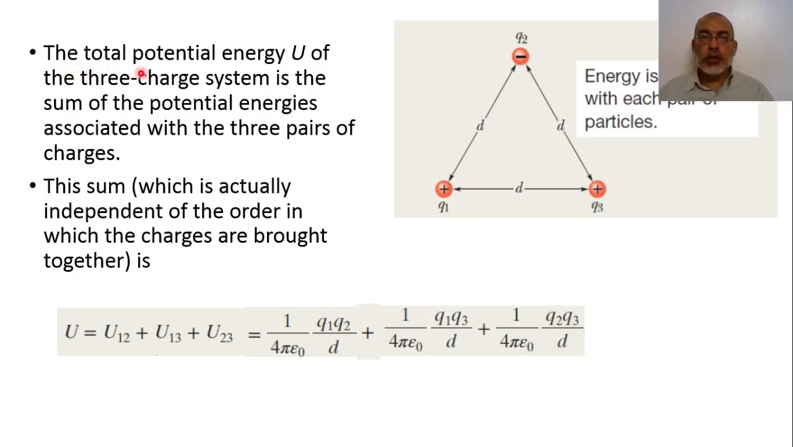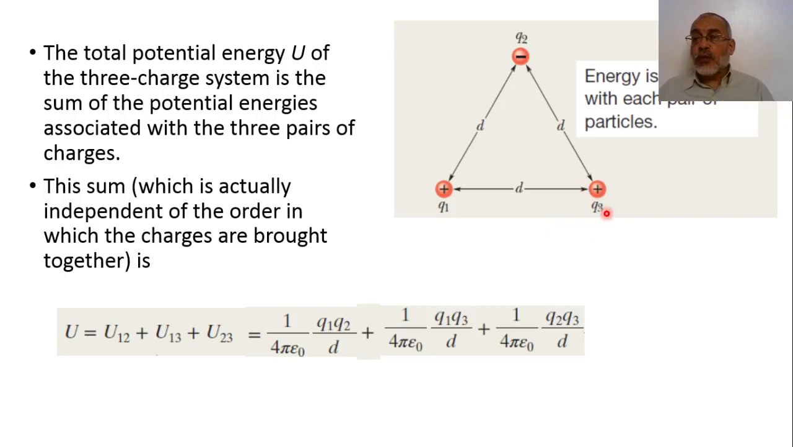So the total potential energy of the three charge system is the sum of the potential energy associated with the three pairs of the charges. This sum is actually independent of the order. Assume that I've started with Q3, then I have brought Q1 from infinity to this point. So the stored energy between 1 and 3 would be U13. Then if I have brought Q2 from infinity to this position, the stored energy between 1 and 2 would be U12, and between 2 and 3 it would be U23.